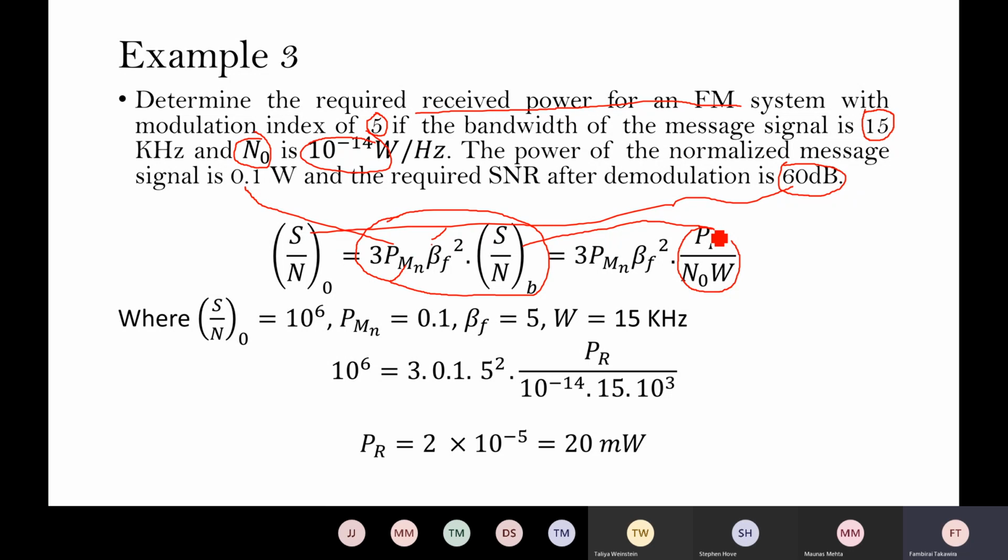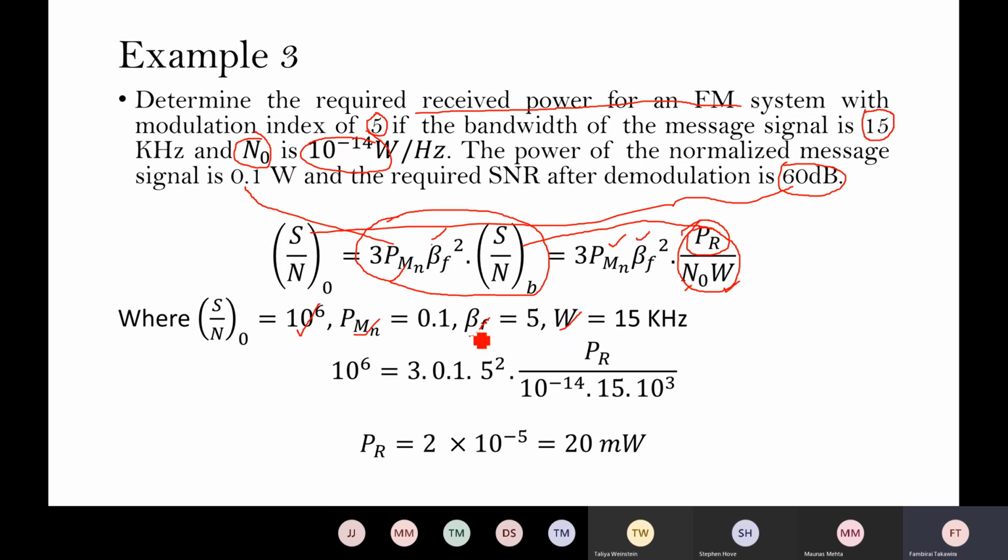Okay, so now we have a relationship between the signal to noise ratio at the output, which we know, which is essentially 60 dBs, which is 10 to the 6. We know PMN is given, we know beta is given, we know W is given. So if we look at this expression, the PMN is known, the beta is known, the N naught is known, the W is known, and the left-hand side is known. On the right-hand side, the only unknown is the received power PR.